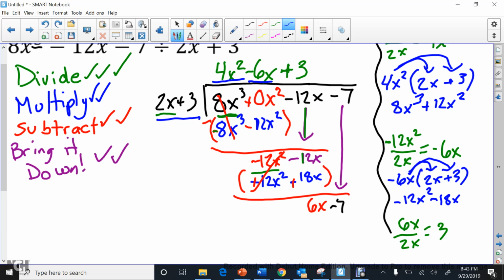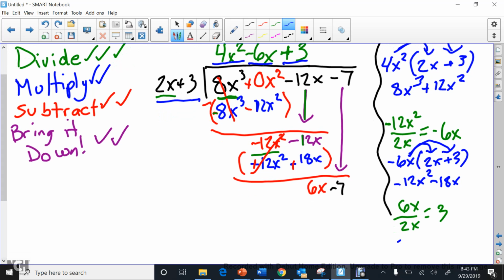Now we go to our third step of multiplying. We multiply our 3 times 2x plus 3. I'll distribute. 3 times 2x gives me 6x. 3 times 3 gives me a positive 9. That is what I will write below this. I have finished multiplying. I have finished my distribution.